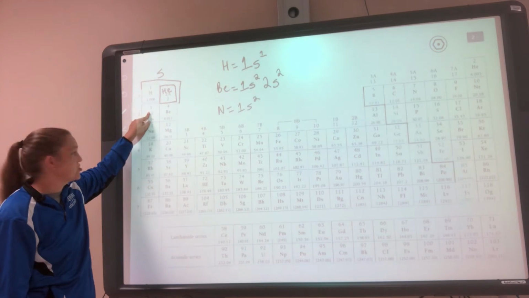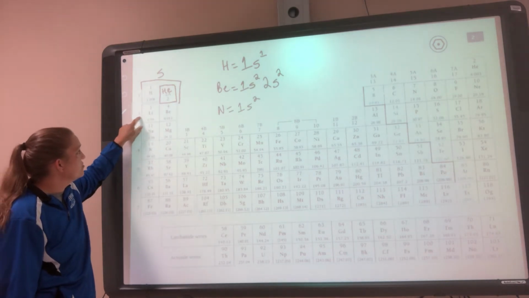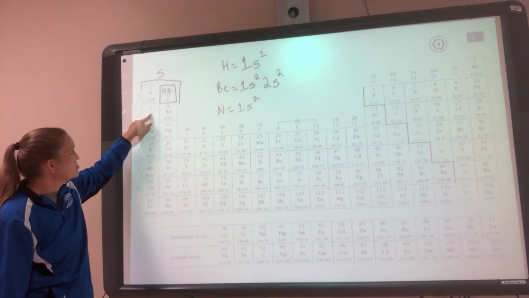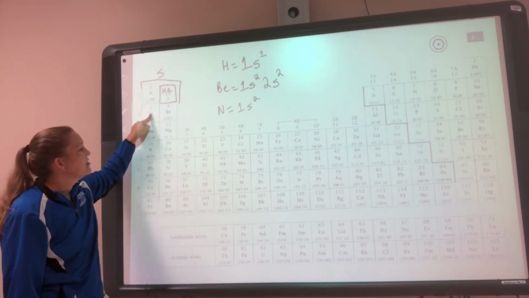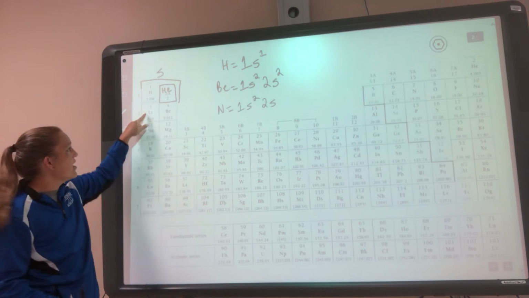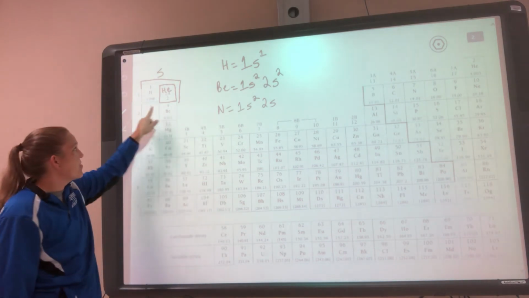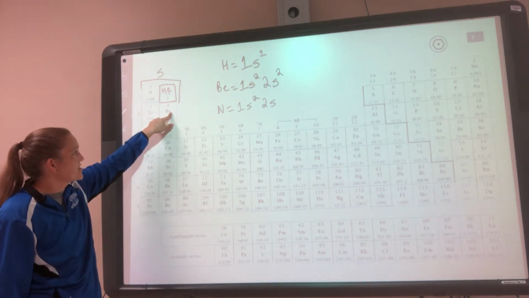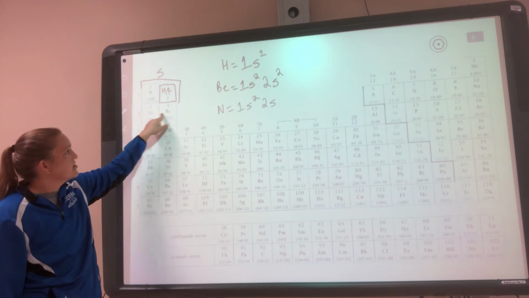Here's my third electron. It's in the 2. Okay, so it's in the 2. It's in the s. So I know it's going to be a 2s. But I know I have to get all the way to 7, so I'm going to add it and I'm going to add my next one. So 2s2.